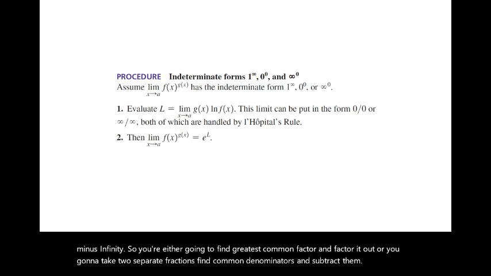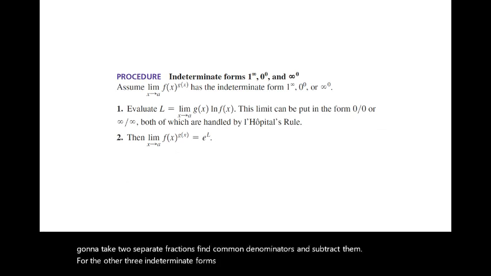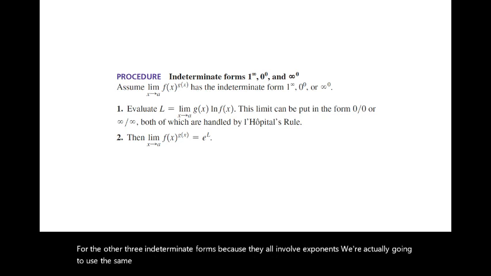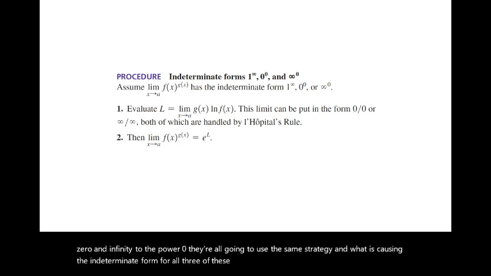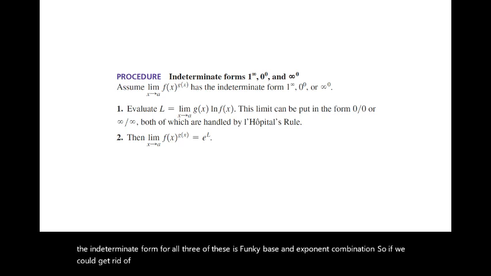For the other three indeterminate forms, because they all involve exponents, we're actually going to use the same strategy for all three of these. So for 1 to the power of infinity, 0 to the power 0, and infinity to the power 0, they're all going to use the same strategy. And what is causing the indeterminate form for all three of these is the funky base and exponent combination. So if we could get rid of that exponent somehow, we could probably write this in another indeterminate form that would be easier to work with.